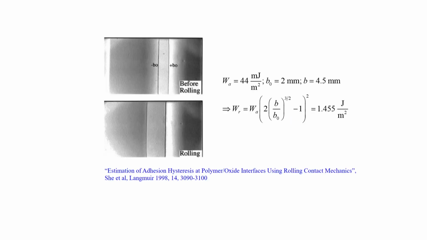So, I can give a small example here. Let us say W a is equal to 44 millijoule per meter square, B 0 is equal to 2 millimeter, and B is equal to 4.5 millimeter, and so you substitute 4.5 divided by 2 to the power 3 by 2, into 2. So, eventually it comes out to be 1.455 joule per meter square. So, you can see this is about 33 times bigger than this quantity, and this small difference between B 0 and B is actually not that small, that captures this effect. So, we can estimate this work of adhesion by that.